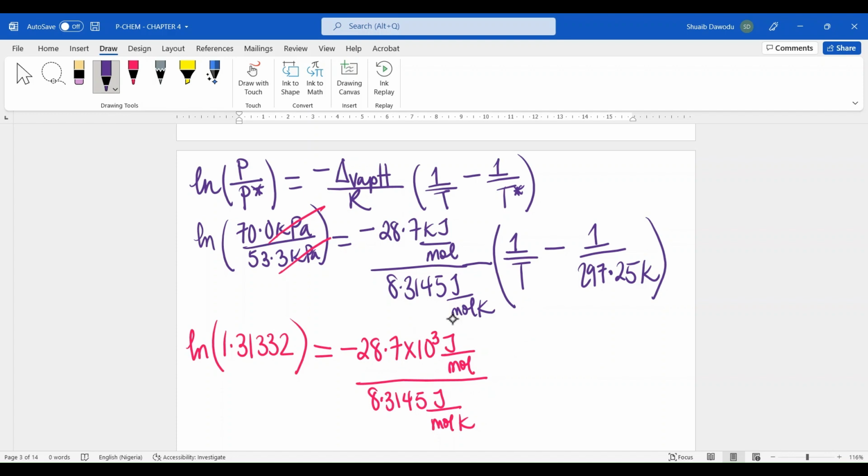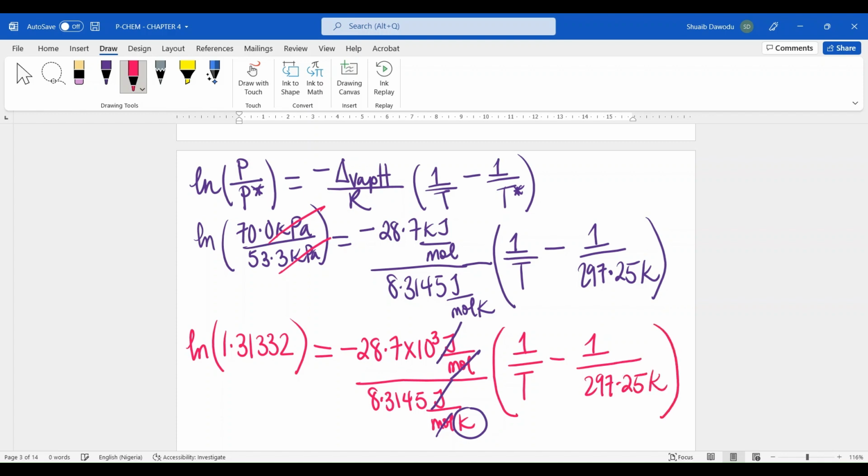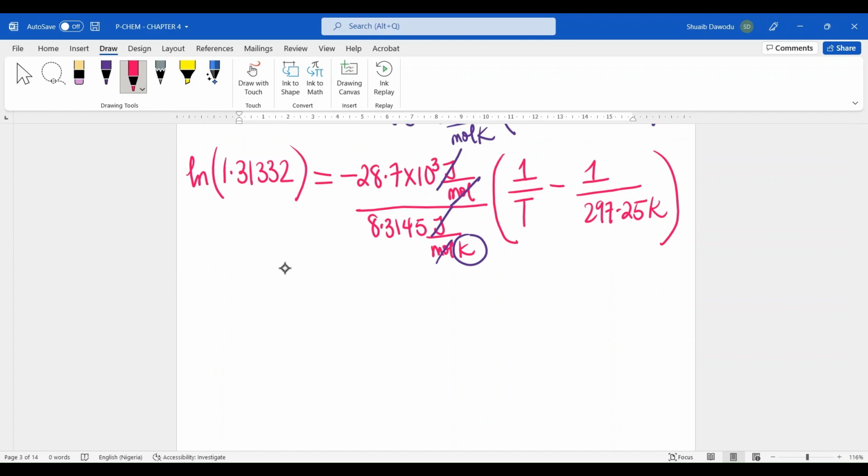Of course, now thank God, we can cancel out the mole. So what we have is just the Kelvin here. Our work is still not done. So we have times 1 over T minus 1 over 297.25 Kelvin. So ln 1.31332 is equal to 28.7 times 10 to the power of 3 divided by 8.3145. When you do that calculation, you end up with negative 3.4518 times 10 to the power of 3.